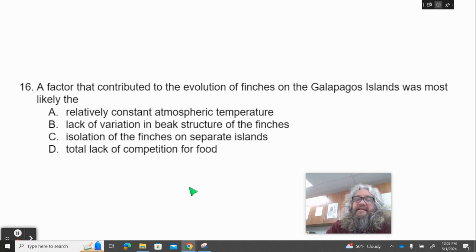Number 16, a factor that contributed to the evolution of finches on the Galapagos Island was most likely the A, relatively constant atmospheric temperature, B, lack of variation in beak structure of the finches, C, isolation of the finches on separate islands, or D, total lack of competition for food.